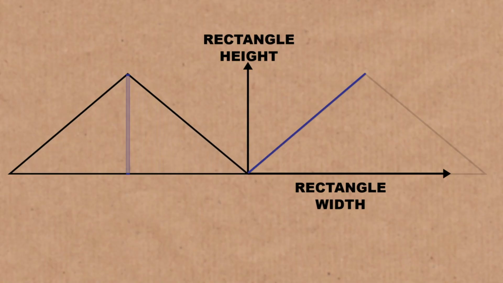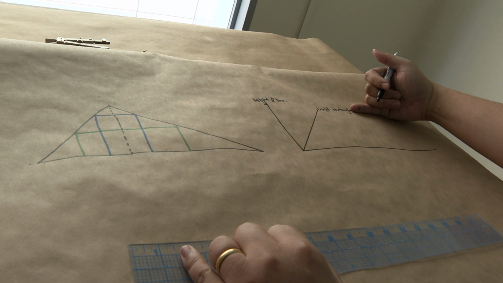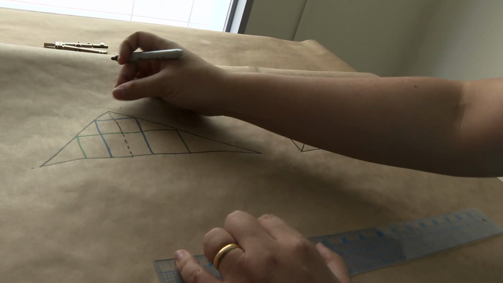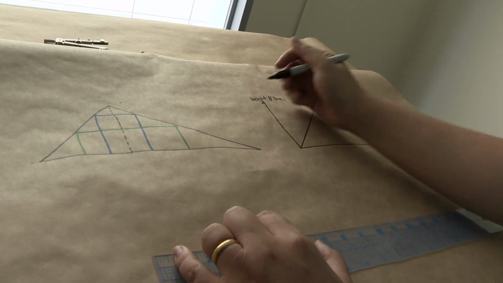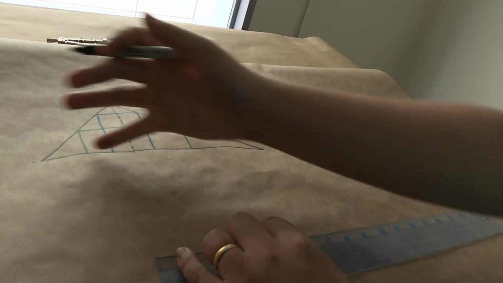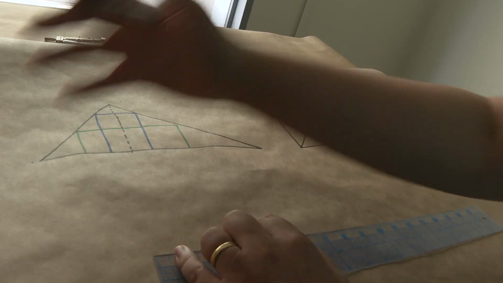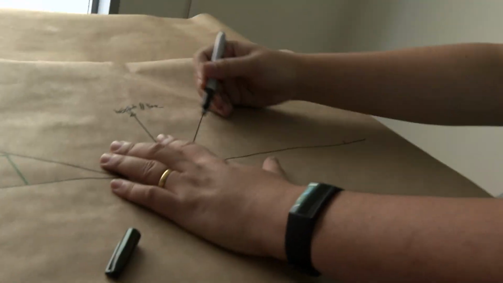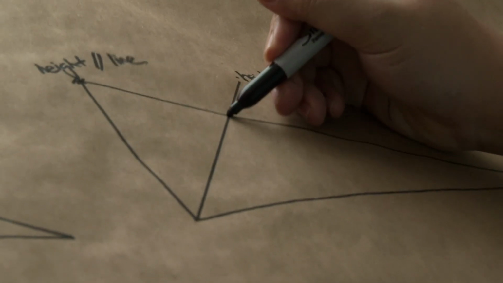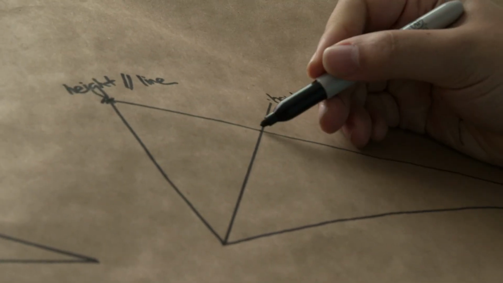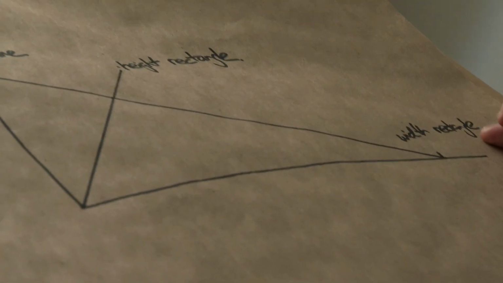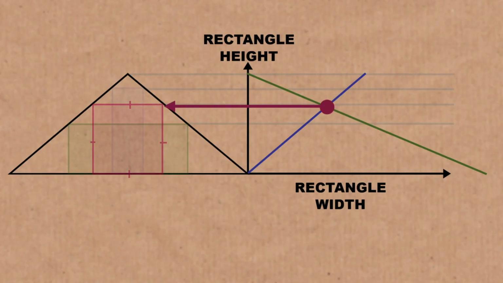Now that we have the height of the rectangle, we're going to draw the width of the rectangle. When the height is at the full height, the width of the rectangle is 0, so we have a point down here. And when the height is at 0, we have the full length of the base, which means we're going to have a straight line here. And what happens at this point of intersection? Well, at this point of intersection, the height of the rectangle is equal to the width of the rectangle, and so that gives us a square.